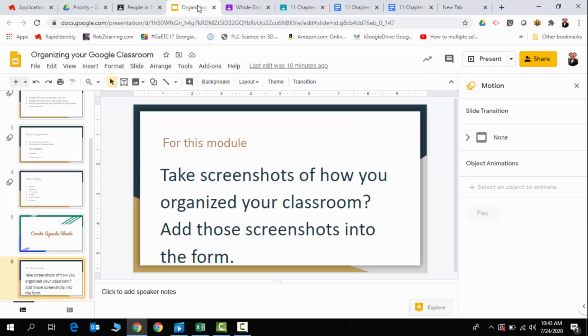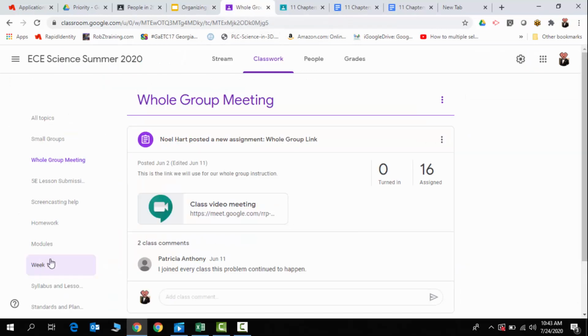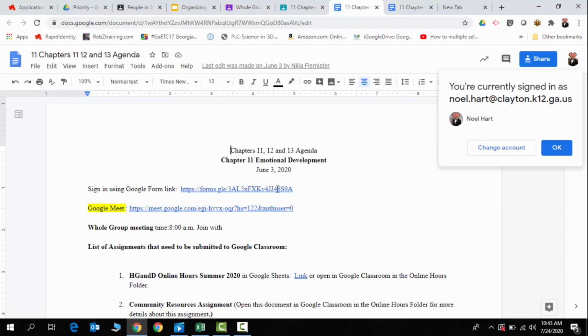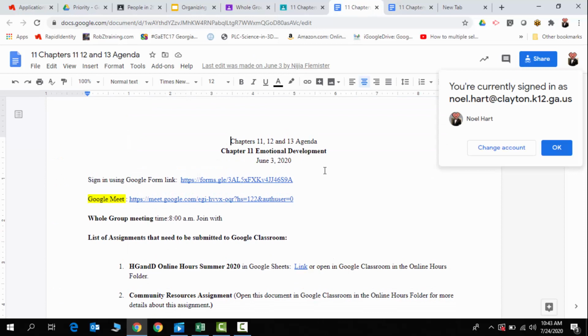So here's what we want you to do for this module. We want you to organize your classroom. And then we want you to take screenshots of that and upload them to the form. So what we want is essentially screenshotting your topics. What do your topics look like? Or if you did an agenda sheet, what your agenda sheet looks like. And then we want you to upload that to let us know that you are organizing your topics correctly.